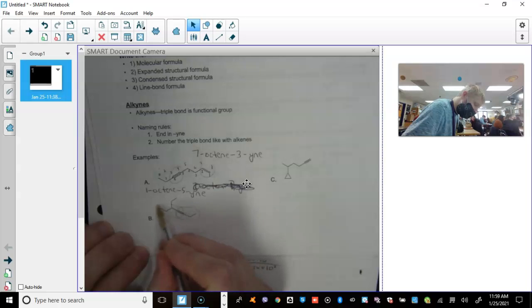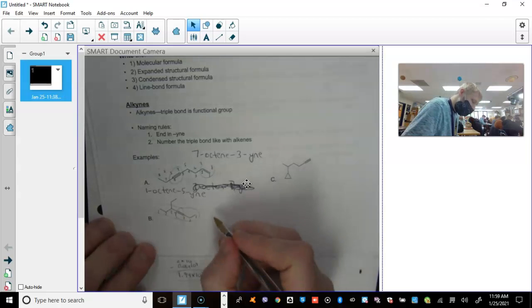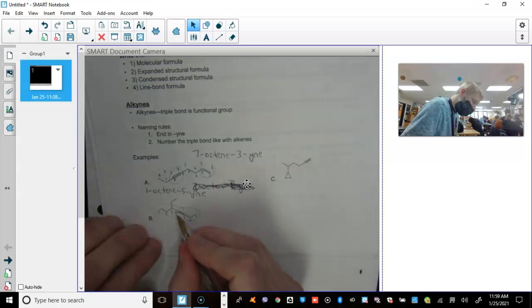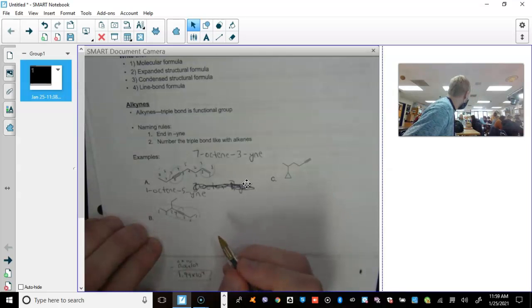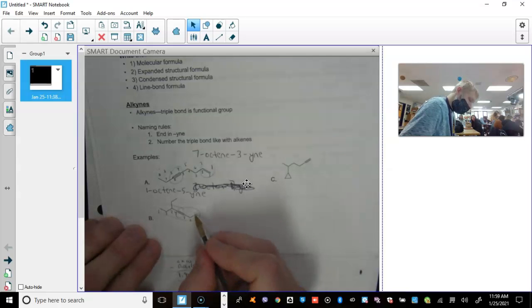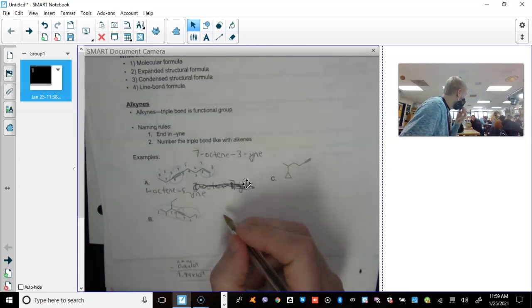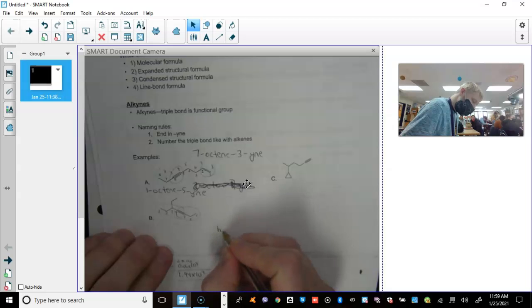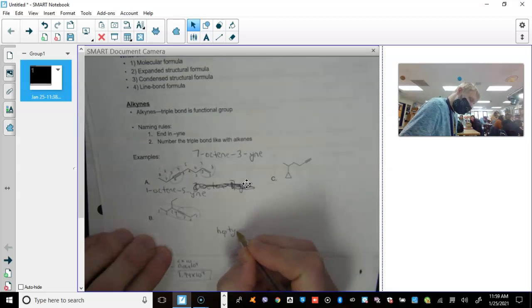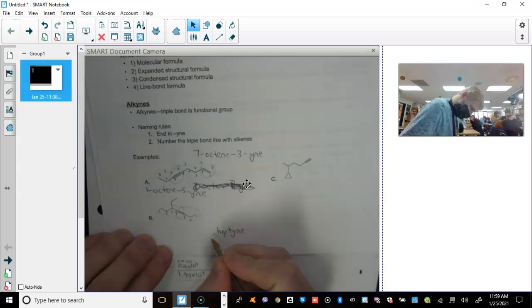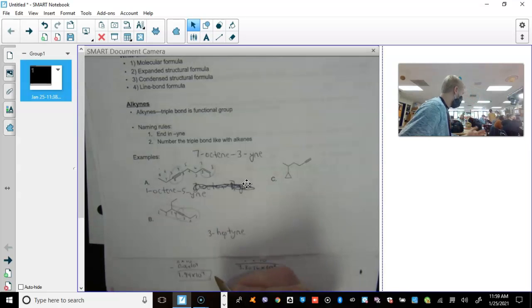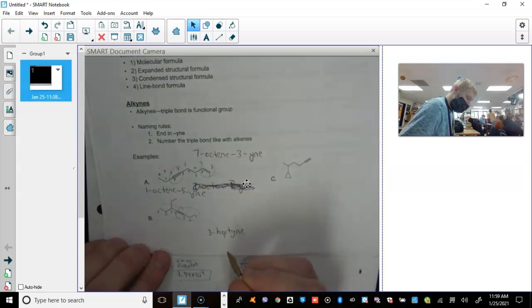Let's count that. It's 1, 2, 3, 4, or 1, 2, 3. What's smaller? 3. So it's going to be 3-ine. Oh, it's what type? Heptane? Heptane. So instead of heptane, it's going to be heptyne. And we could say it's 3-heptyne. Or if you wanted to say hept-3-ine, that's acceptable also.